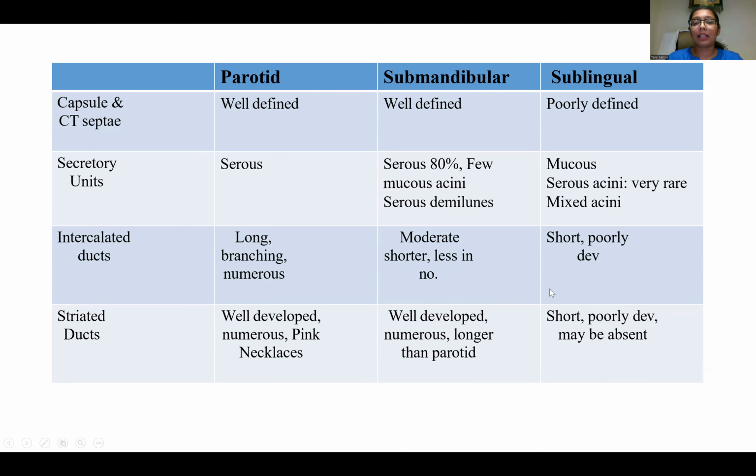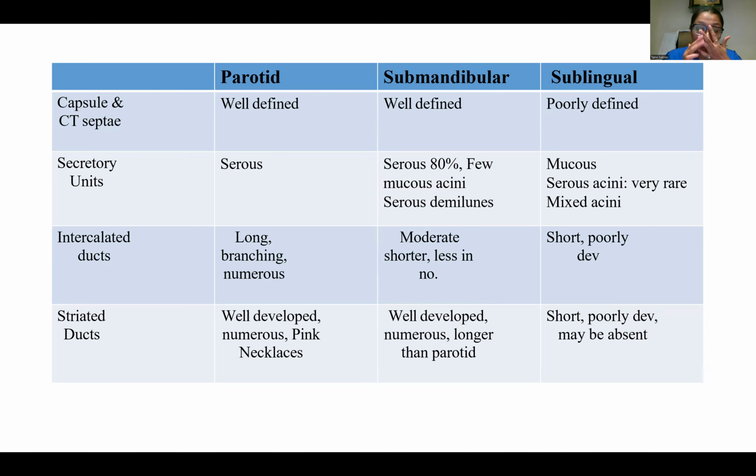The submandibular gland also has a well-defined capsule and connective tissue septa. But the secretory units are going to be 80% serous, and few mucous acini are seen. Even serous demilunes are going to be seen. Coming to the intercalated ducts of the submandibular gland, they are going to be moderate in number and shorter. And the striated ducts are going to be well developed, numerous, but longer than the parotid.